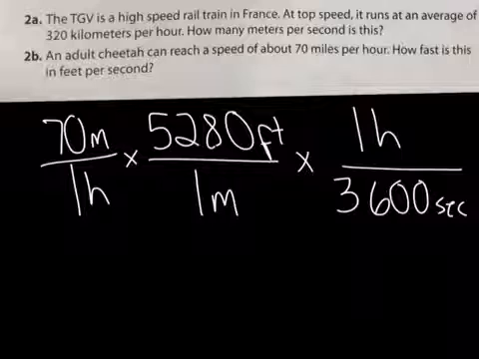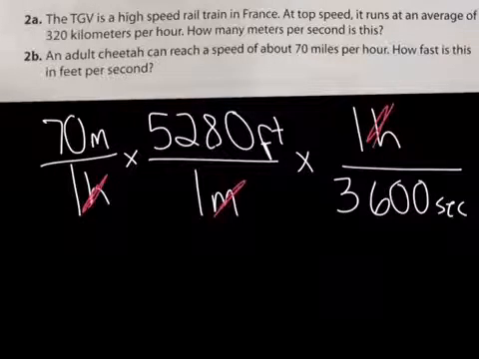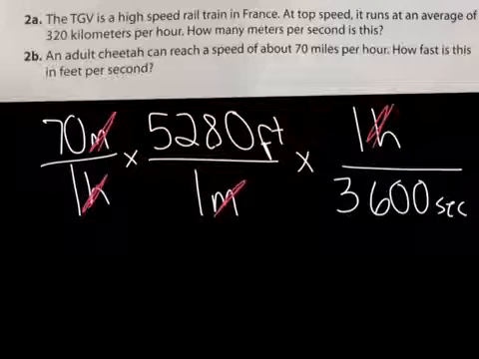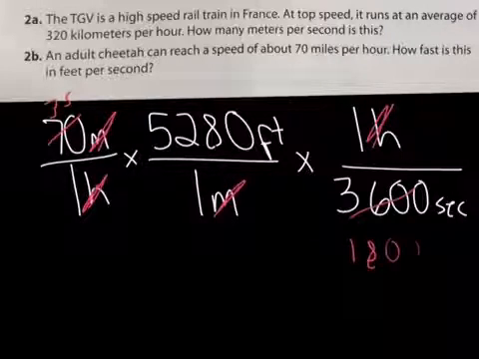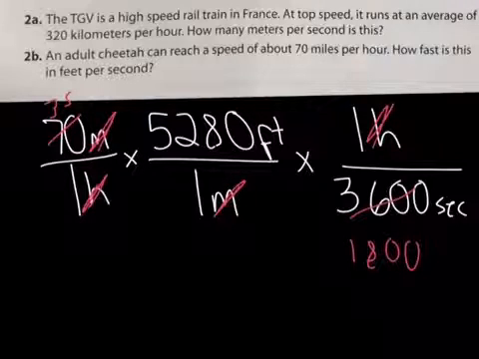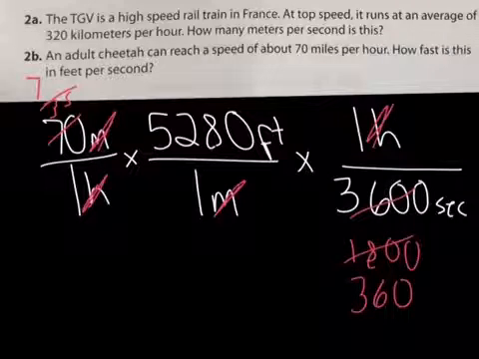Like I know, for example, that this hour will cancel out this hour. These miles will cancel out these miles. I can simplify this one to 35 by cutting it by half, and this one to 1,800. Then I can divide this by 5, and I get 7. And if I divide this one by 5, I get 360. Okay, so it makes my numbers a little bit smaller.